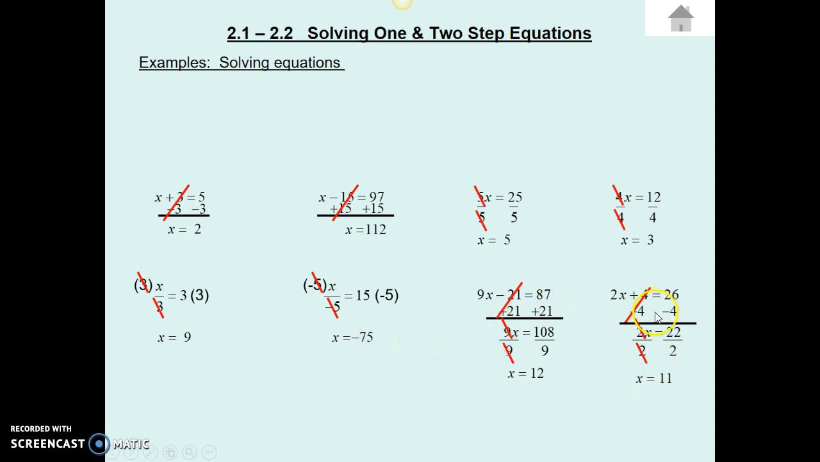Notice on these last two problems that I worked backwards through the order of operations. Order of operations is PEMDAS. And in PEMDAS, AS is the addition subtraction portion. Well, I'm going to do that first when I'm looking for part of the problem instead of looking for the answer. The answer here is 87.